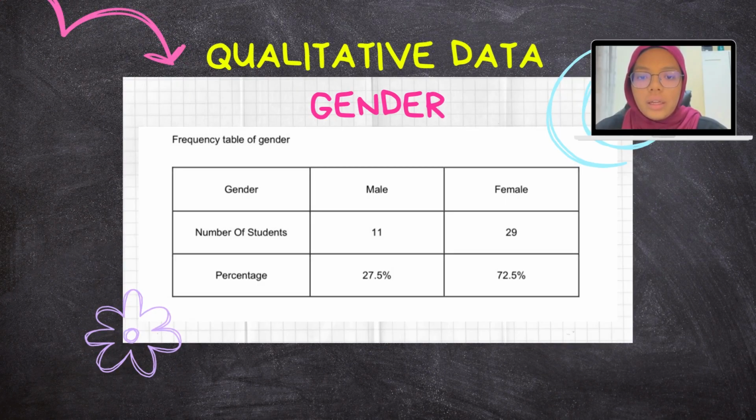Data analysis and results. Qualitative data. Number one is gender. For this data, there are only two choices, which are male or female. The frequency table of gender shows that the majority of respondents are female, which is 29 out of 40 people, and the percentage is 72.5%, rather than male that has only 11 out of 40 people, with a percentage of 27.5%. Most of the respondents are female.